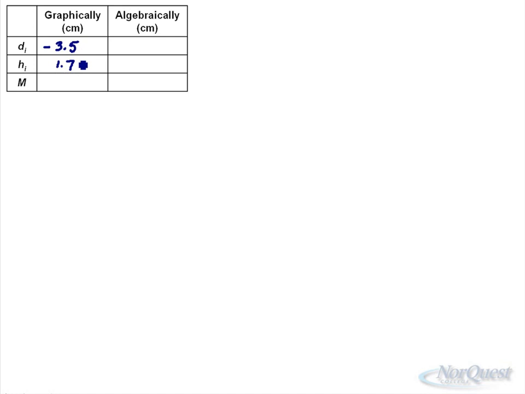Now if we're going to do this algebraically, let's label what we know. Since the focal point is behind the mirror, using our sign convention, virtual focal points have to have a negative distance. So our F value should be negative 5 centimeters.